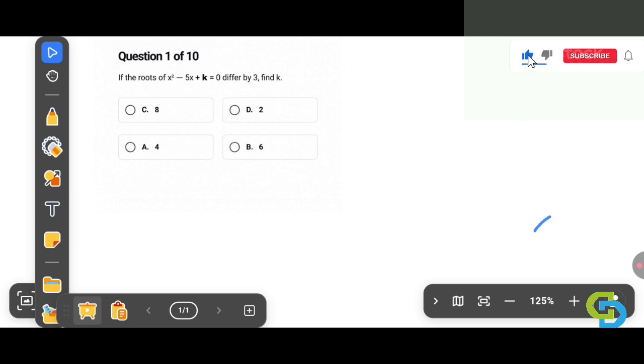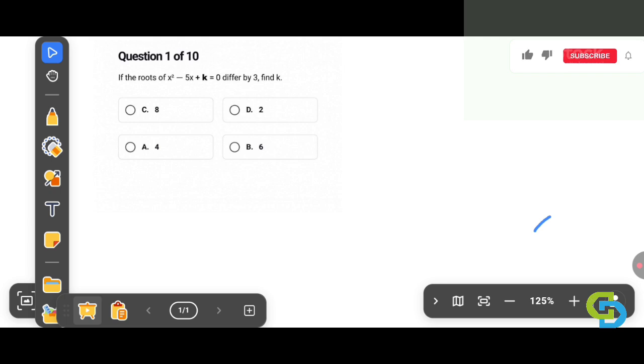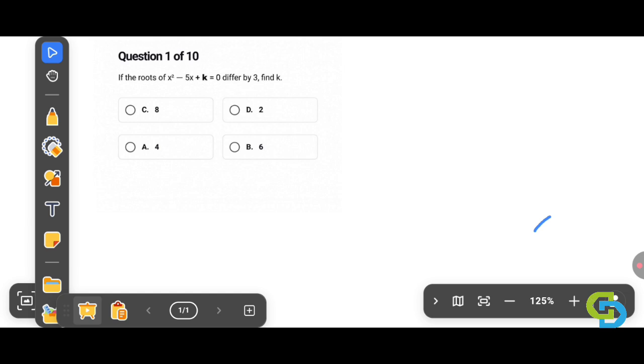So we will start by going through our questions. For question 1, we have: if the roots of x squared minus 5x plus k equals 0 differ by 3, find k. In your quadratic equations, you may have seen something like this, a kind of different question. It's still the same as working with quadratic equations, but we're going to use something different to solve this. When you look at this case, there's one significant phrase there: differ by 3. They said we should find k.